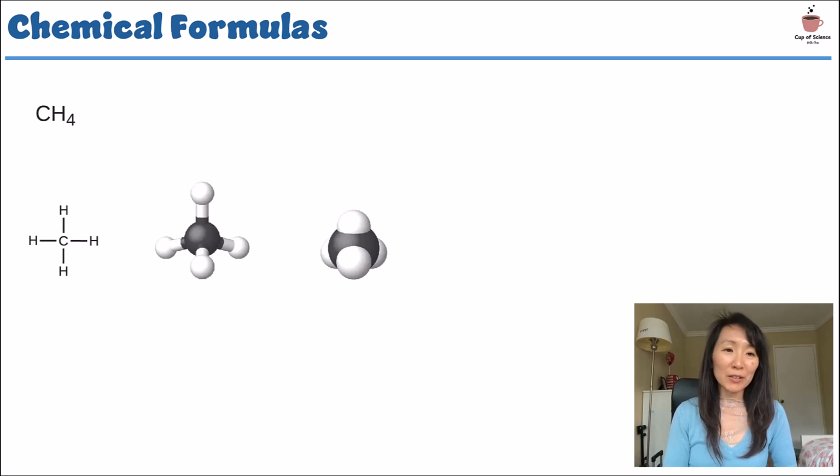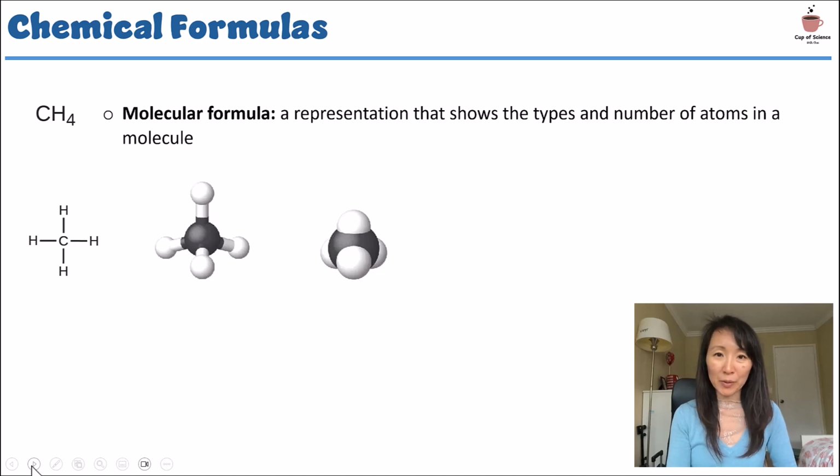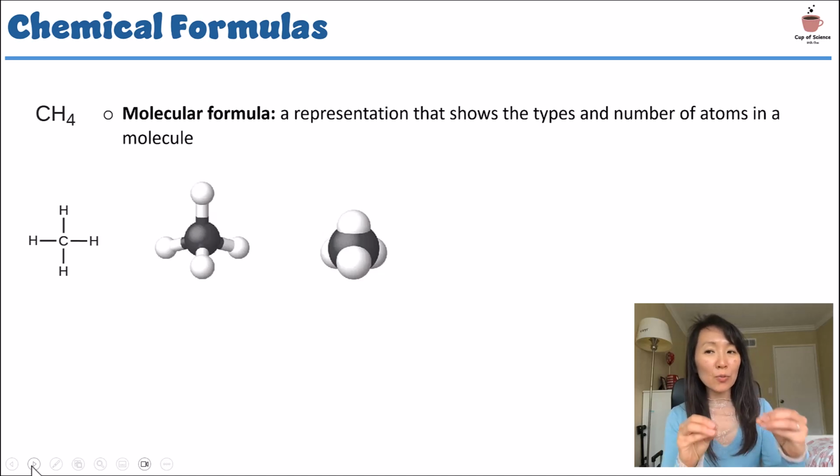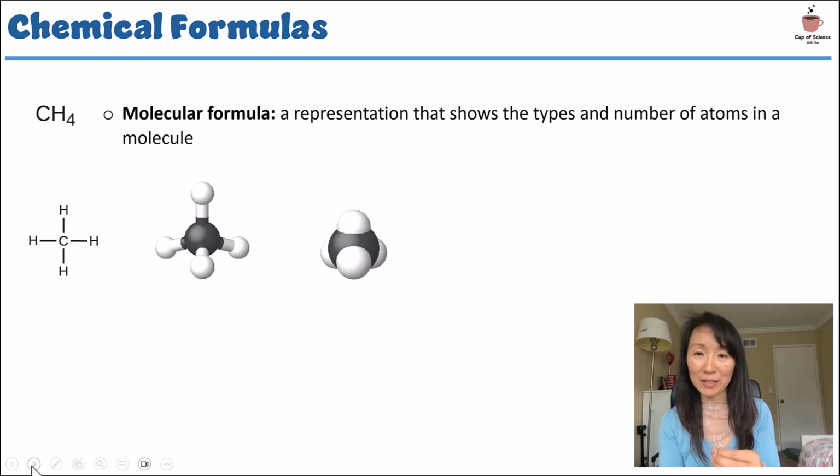All the images that you see over here on this screen are all methane, CH4. This is CH4, CH4, and CH4. The one on the top, however, is a chemical formula called the molecular formula. It shows what elements are present and also shows how many are present.